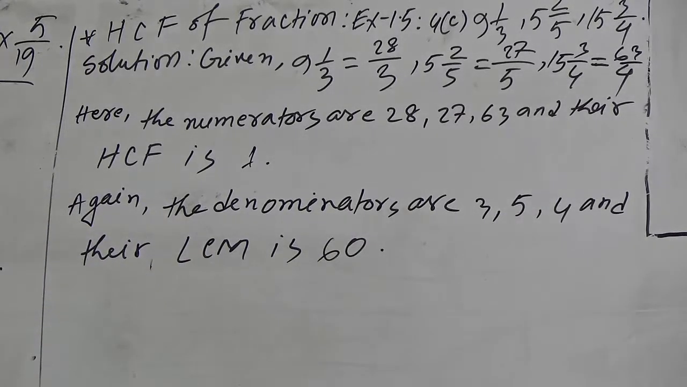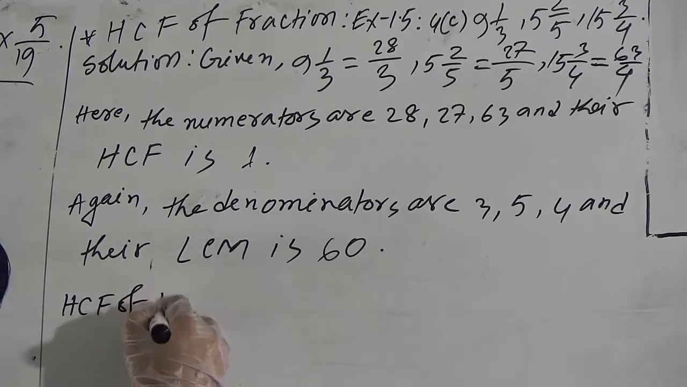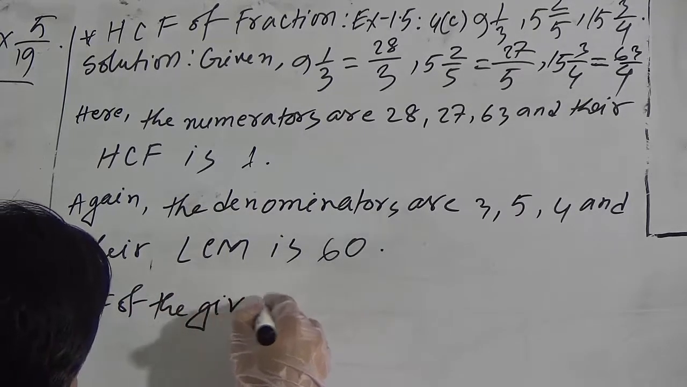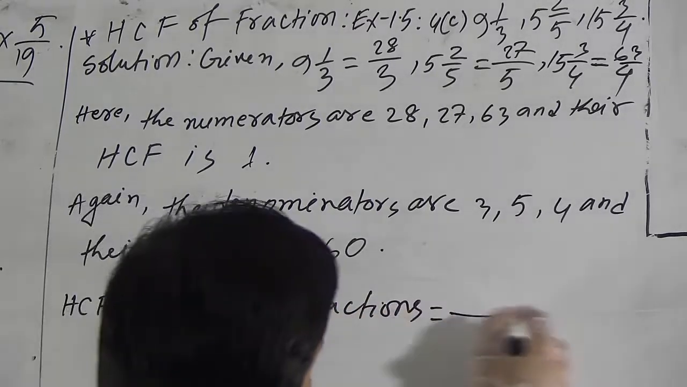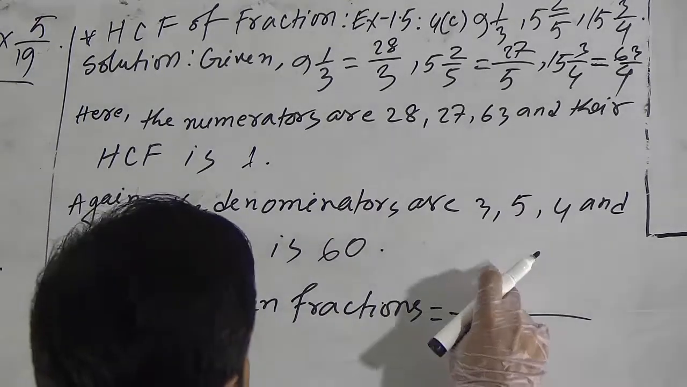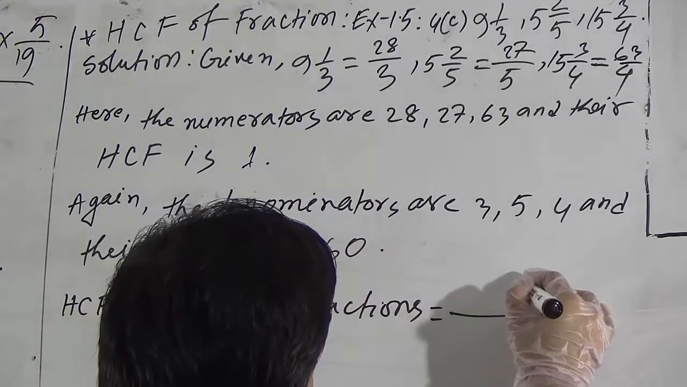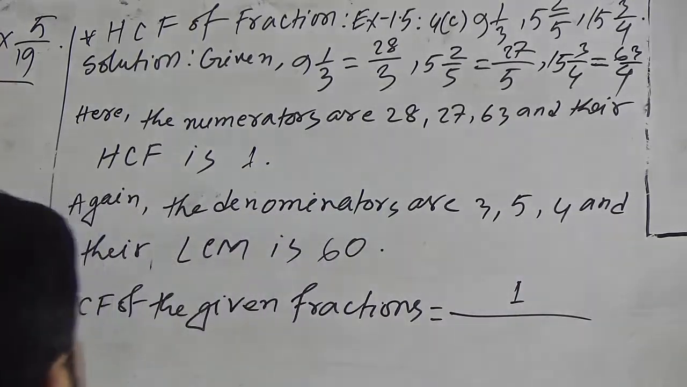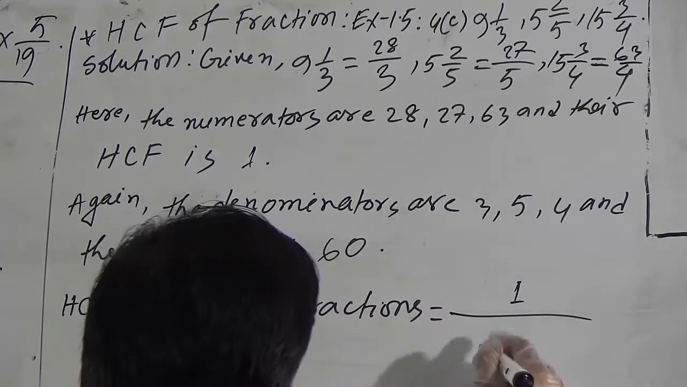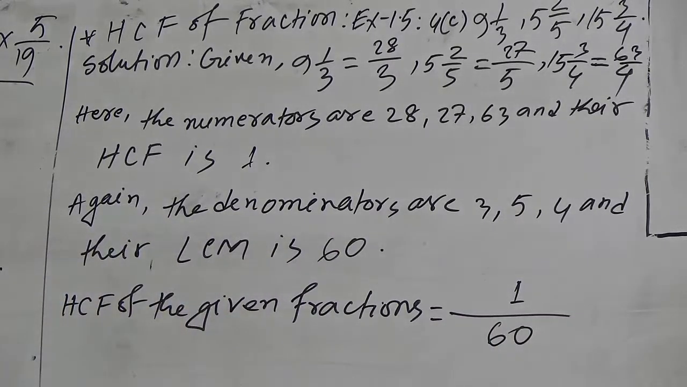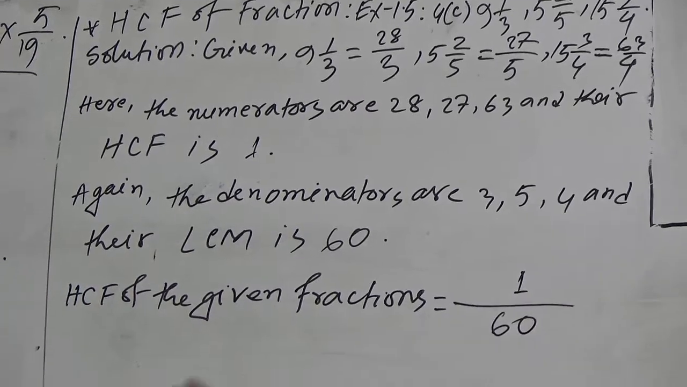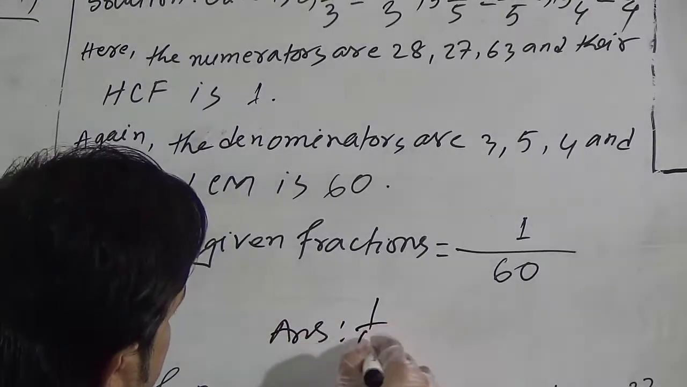So we can write according to our formula, HCF of the given fractions. This means that we have to write the HCF of the numerators in numerator and LCM of the denominators in denominator. So this is our required HCF. Now I'll solve. So we can say the answer of this question is 1/60.